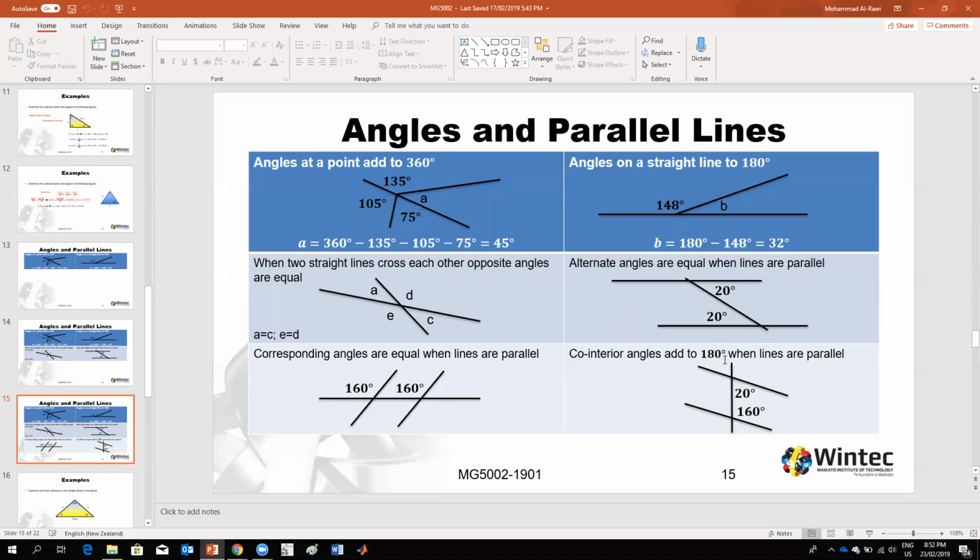Co-interior angles add to 180 degrees. So technically, if you try to find when the lines are in parallel, so that if that's 20, this one 160 to give you the total, which is 180. So this angle and parallel lines rules, they're very important. You need to be familiar with them. They'll help you a lot.